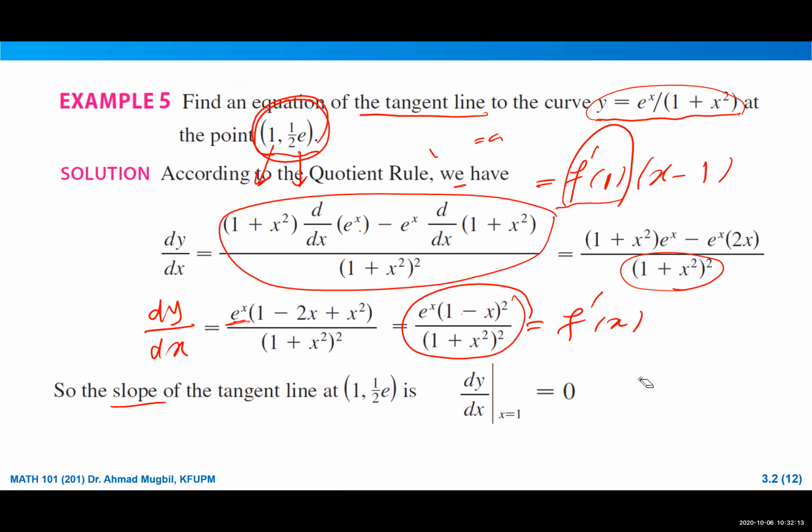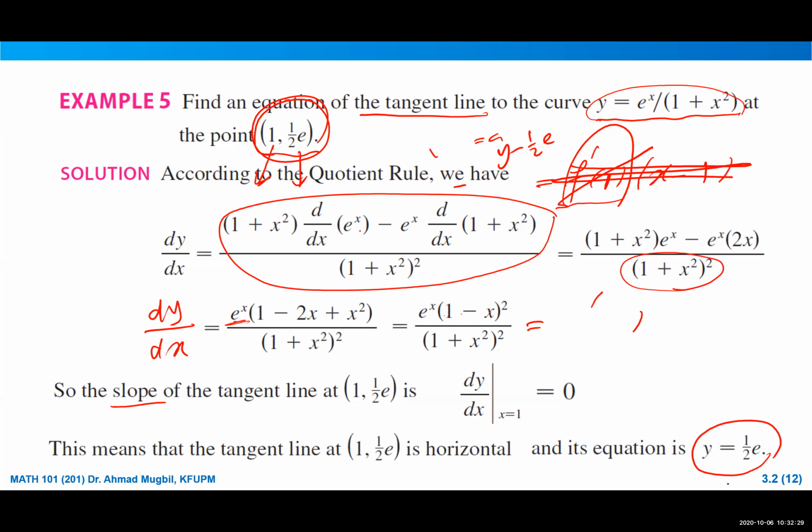What does that mean? It's a horizontal line. It means that the tangent line is horizontal. So the derivative here will be 0. So this term will disappear, and you will have only y minus a half of e, which means y equals a half of e. So this means that the tangent here is horizontal because the derivative at that number is 0. Any question, guys? Is that clear?